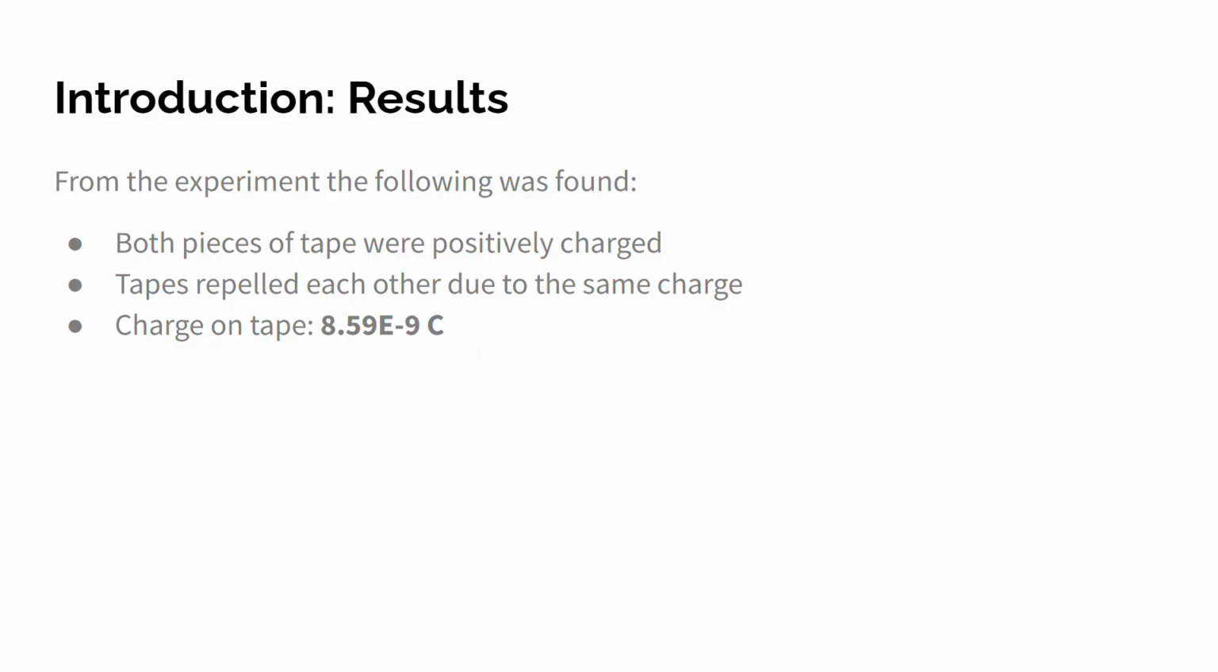From the experiment, the following was found. Both pieces of tape were positively charged. The tapes repelled each other due to the same charge, and the charge on the tape was 8.59 times 10 to the negative 9th coulombs.